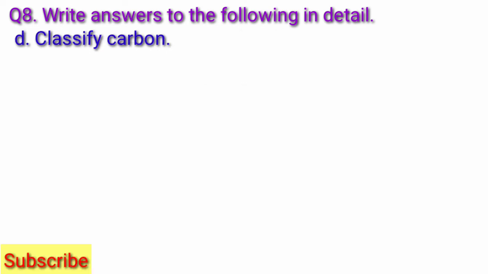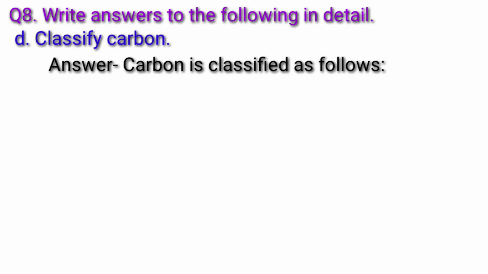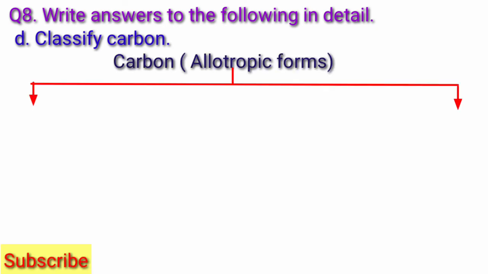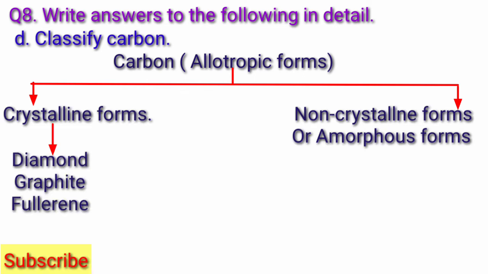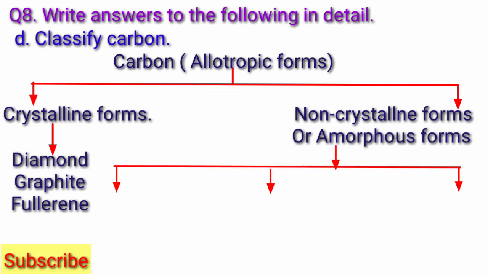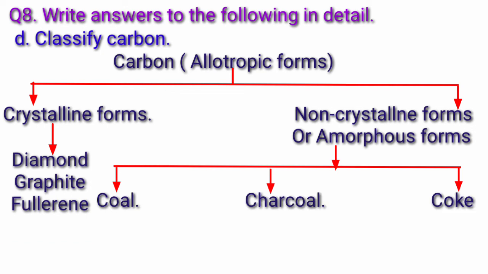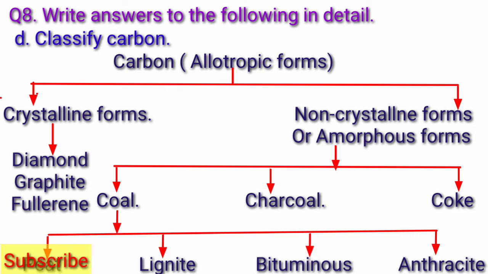Question D. Classify carbon. Answer. Carbon is classified as follows. Carbon allotropic forms: crystalline forms, non-crystalline or amorphous forms. Crystalline forms: diamond, graphite, fullerene. Non-crystalline or amorphous forms: coal, charcoal, coke. Coal: peat, lignite, bituminous, anthracite.